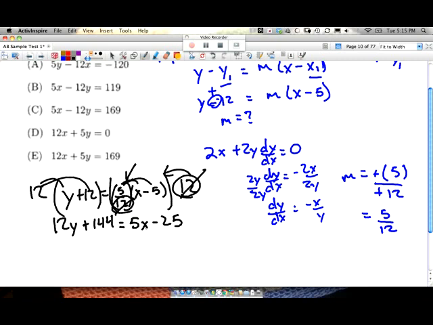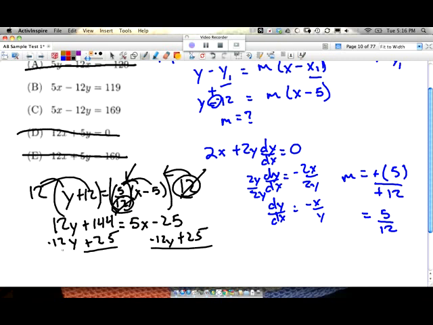I notice that I have 5x and 12y. So I'm going to cancel out D, E, and A. The question is, is it 5x minus 12y equals 119 or 5x minus 12y equals 169? Well, we've got to do some stuff here. So it looks like I'm subtracting 12y, but then I'm adding 25. Aha! So it looks like it's going to be the 169. So we got 169 on this side equals 5x minus 12y. Cha-ching! There we go. C is the answer.